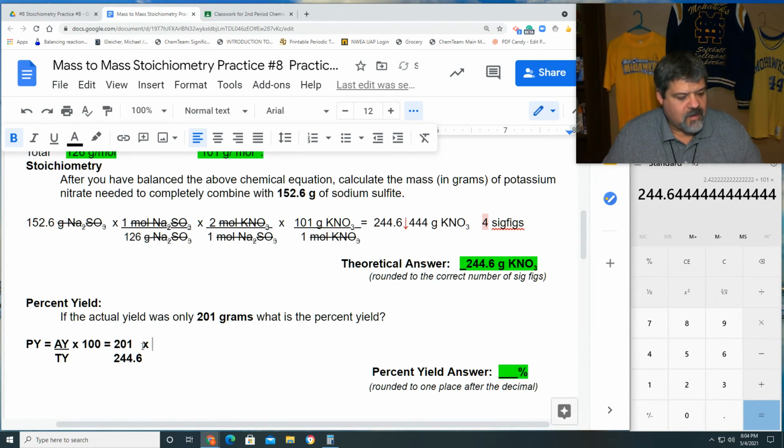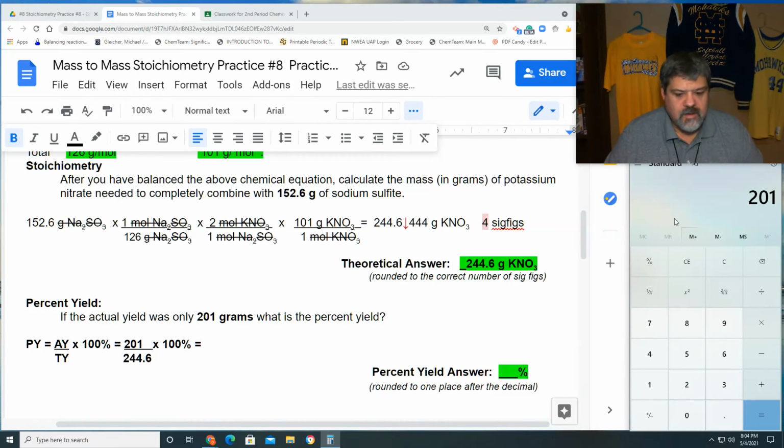I'm going to multiply that by 100. Again, I haven't said anything, it should be 100%. Step over, we'll underline this right here. And so now we're just going to go ahead and do our math. So let's go back over to our calculator, and we're going to take 201, and we're going to divide that by 244.6 equals, then we're going to multiply that by 100, and that's going to equal 82.174.